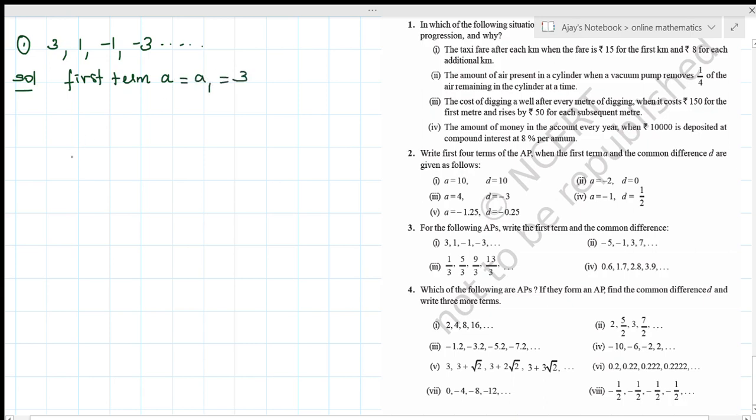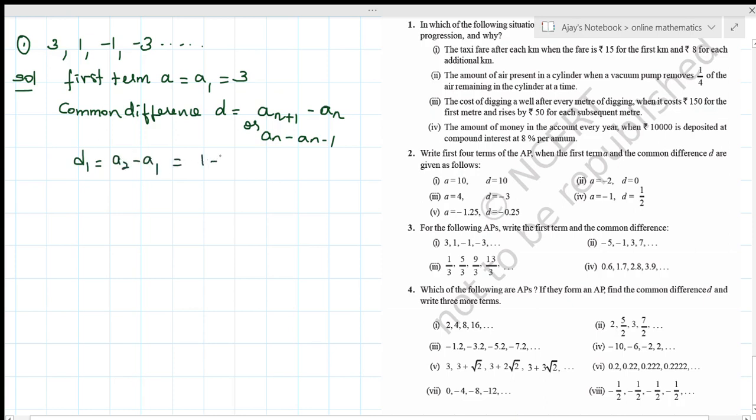Common difference, which is nothing but d, can be calculated as a(n+1) minus an, or you can use an minus a(n-1) also, whichever is convenient to you. So it is nothing but the difference between two consecutive numbers. So here I just calculate d1, which is equivalent to a2 minus a1, which is 1 minus 3.